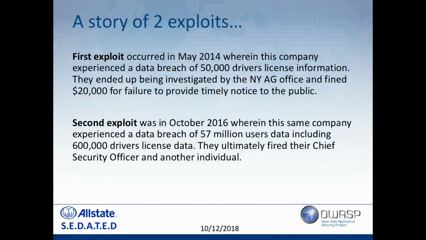So I want to talk real quick about a company, 2 exploits that they had. So May 2014, this company had an exploit where they had 50,000 driver's license data leaked. And then in October 2016, unfortunately, they had 57 million users' data leaked and 600,000 driver's license data. Does anybody know what company this is by chance? Anybody besides Joe in the back? Who is it, Joe? It's Uber. So this is Uber.